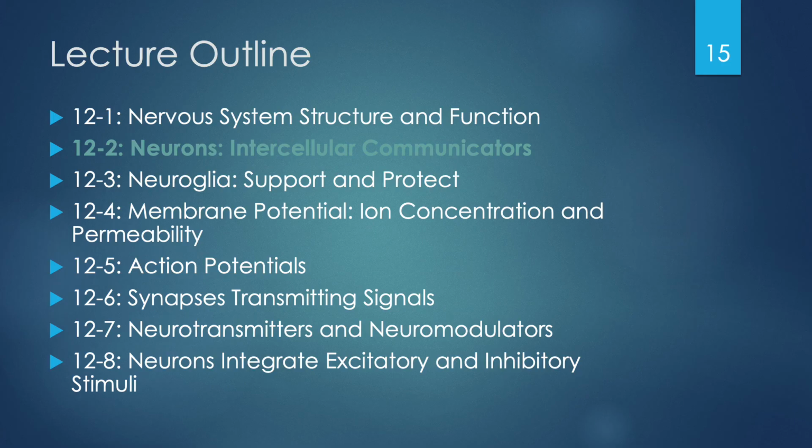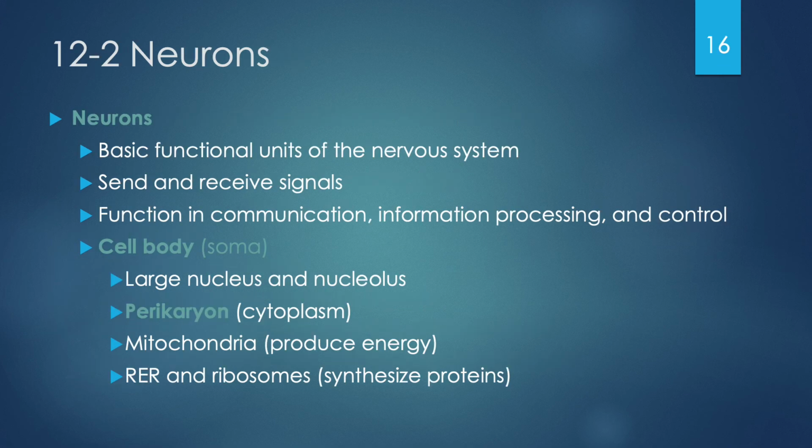Let's move into section 12-2, neurons. In this section, we're going to discuss how neurons, being the functional unit of the nervous system, are intercellular communicators. Neurons are the basic functional units of the nervous system. They're responsible for sending and receiving signals that coordinate communication, information processing, and control. We're going to look at some images in a moment showing you the overall anatomy of an average neuron.